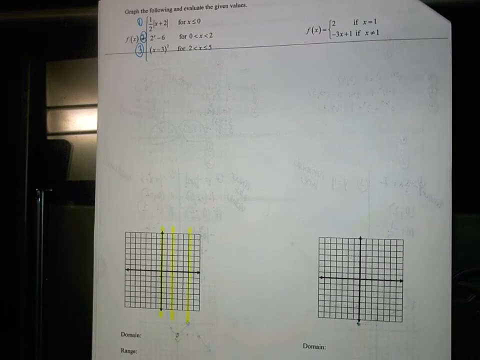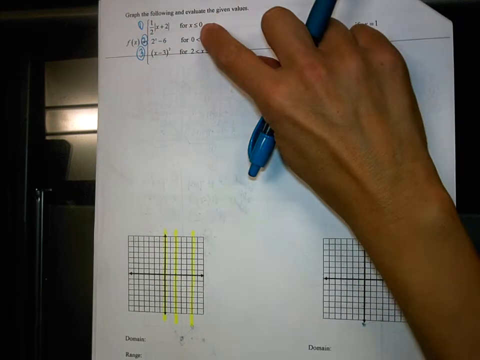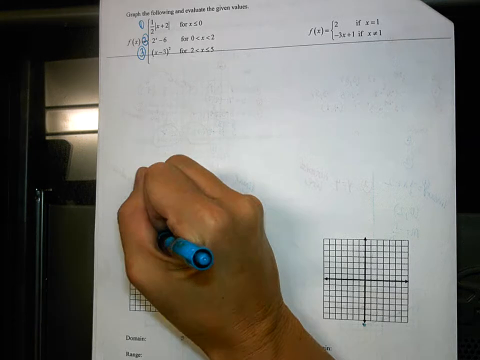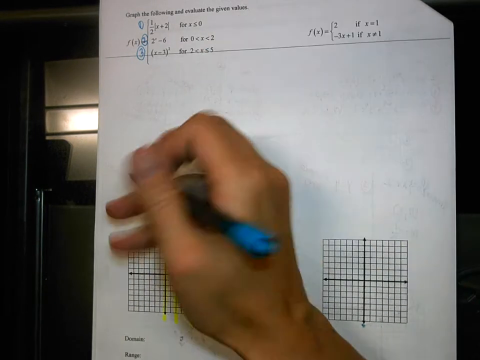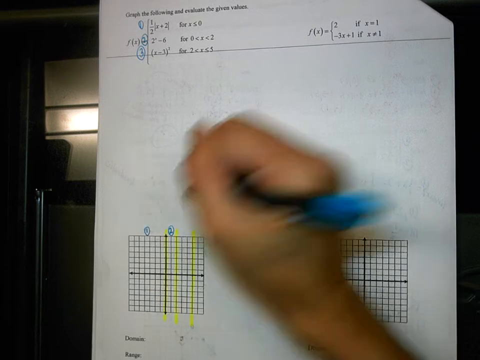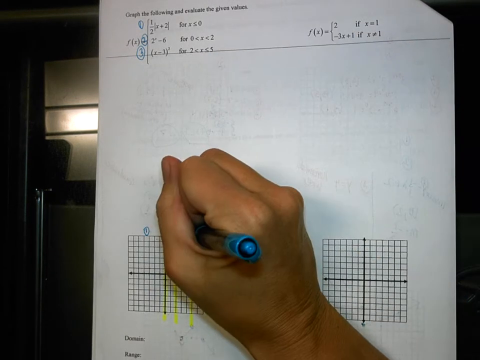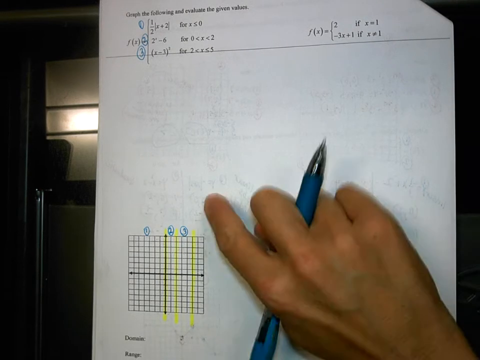Also, sometimes, so that you don't get mixed up, it's a good idea to mark which equation is going to be in each of the pieces. So x is less than or equal to 0. That is equation 1. So over here, I'm going to write equation 1. From 0 to 2 is equation 2. And then from 2 to 5 is equation 3. And then we shouldn't have anything graphed after 5.